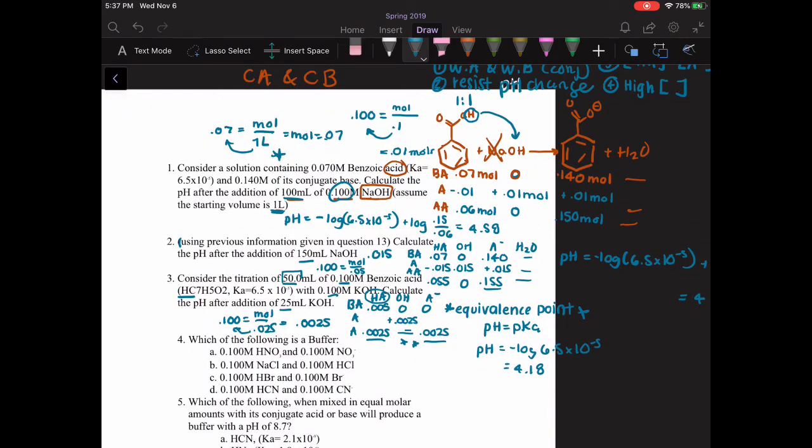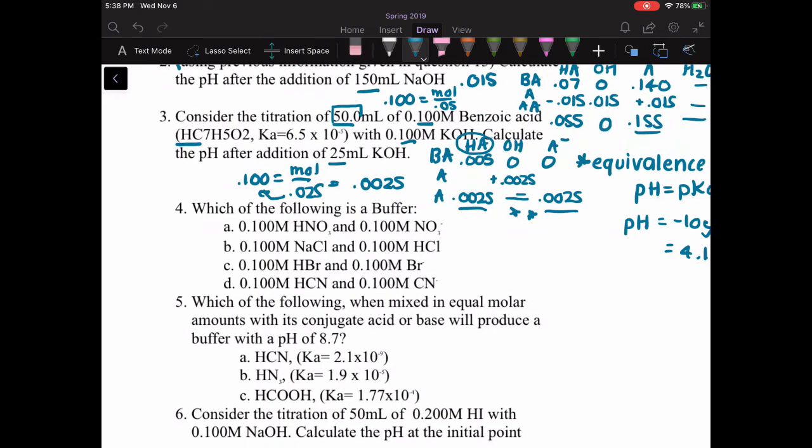Fun stuff. All right, which of the following is a buffer? Now remember what I said about a buffer. A buffer has to have a weak acid and a weak base, and they have to be conjugates. So A has nitric acid and nitrate. Well, nitrate is neutral, and it doesn't even act as a base, so I can automatically get that out of there.